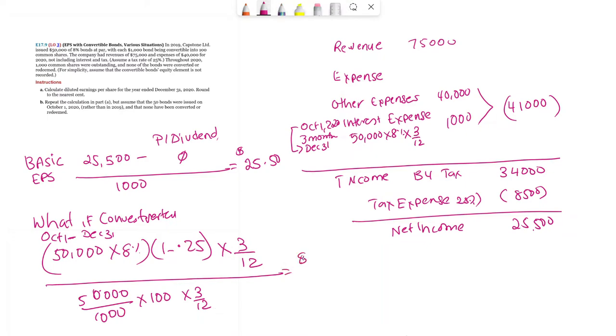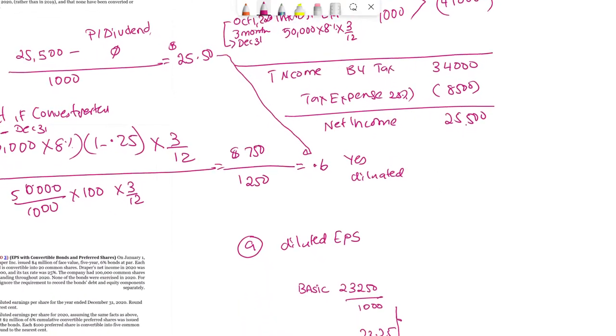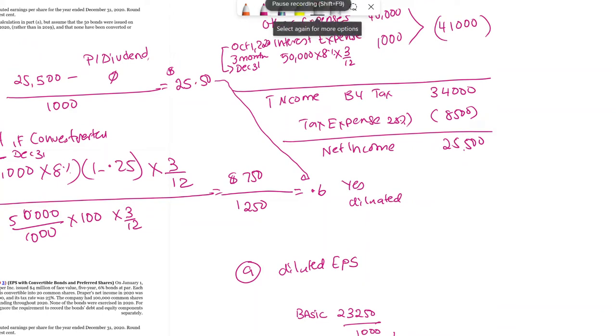Then what we get is, at the top we'll get 750. At the bottom is number of shares, and number of shares is equal to your 1,250. And then when we test it, it is 0.6. And then is this lower than the earning per share? Yes. If it's a yes, it should be included. It is diluted, and then we need to recalculate our diluted earning per share. Now how do we do that? I need to raise the other thing, so let's do that.